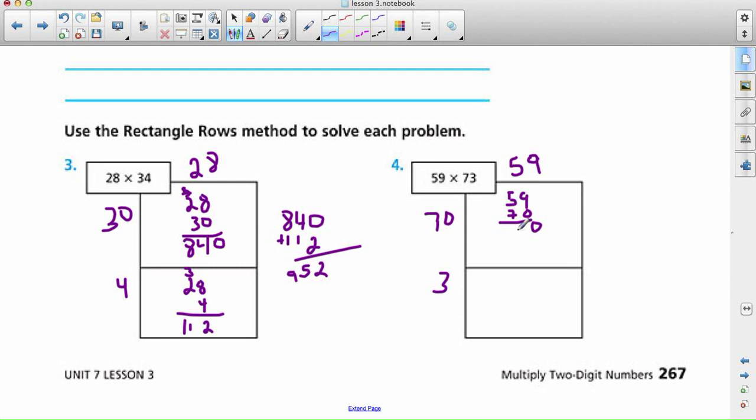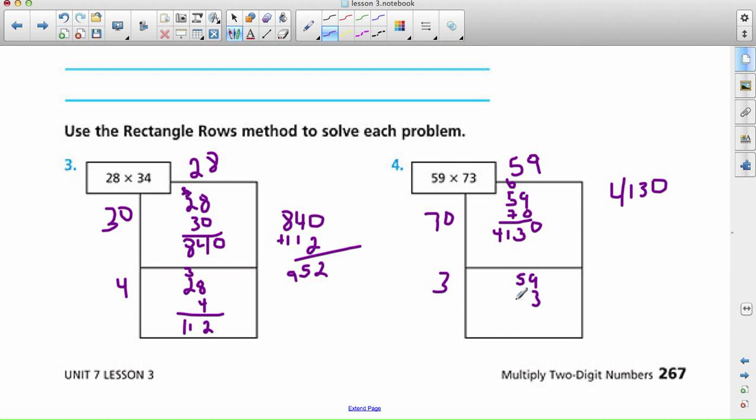So I'm going to bring my 3 down and carry my 6. 7 times 5, 35, plus 6 is 41. So I'm going to add my 41. So that means that 59 times 70 is 4,103. I'm going to write that out to the side here because I know I'm going to need to add that in later when I have my product of 59 times 3.